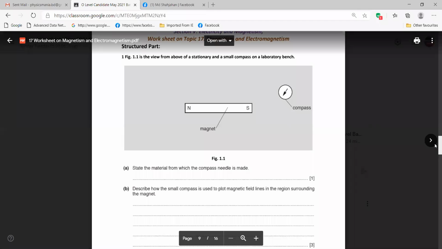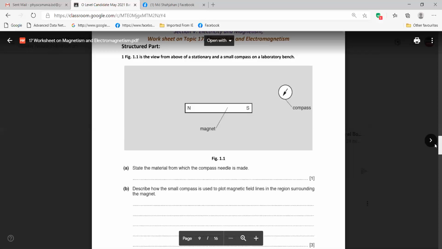Sir, what does an electromagnet actually consist of? An electromagnet consists of a soft iron core. In the core we have iron, and over the iron we have insulated copper wires. Through the wires we are passing the electricity, and when we are passing electricity, that electricity can create a magnetic field, right?